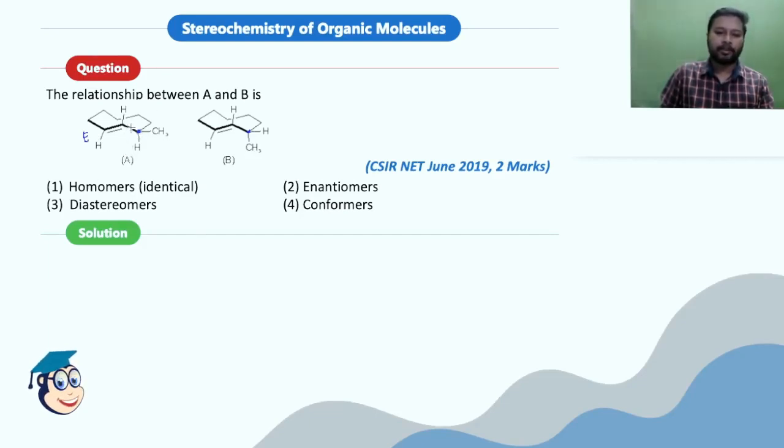Now, if you want to check it, you will do it in this way. This should be 1, this should be 2, and this should be 3. And the one which is on this endo side, we take it as below the plane.